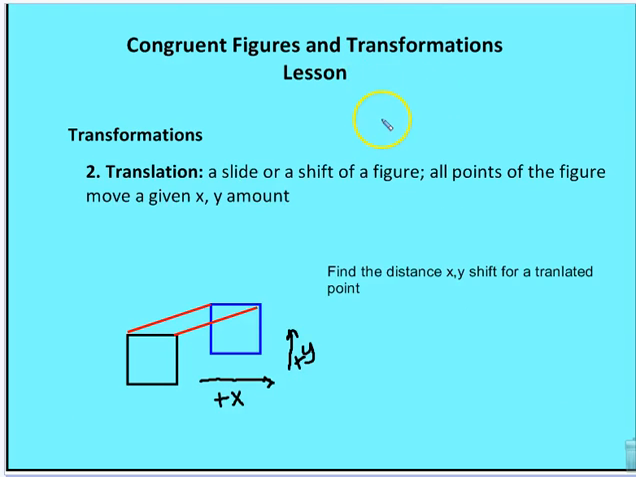Translation. Again, translation is also an isometry. Translation is a slide or a shift of a figure, so all points of the figure move the same given XY amount. So I move the black box to the blue box, and that shift, that slide, is going to be considered a translation because all of the points of the figure move the same amount from black ending at blue. So the figure keeps its same size and shape. It's just shifting to a different location.